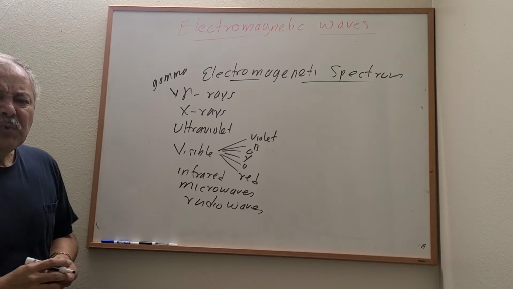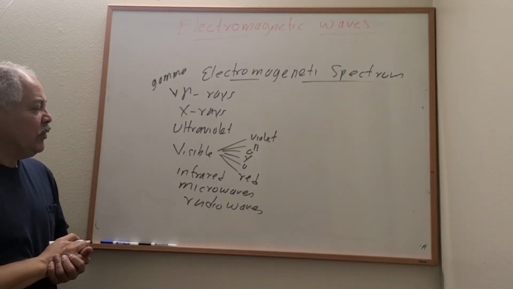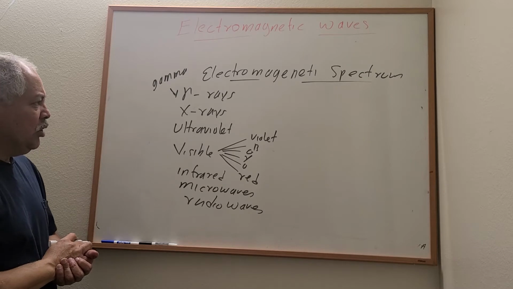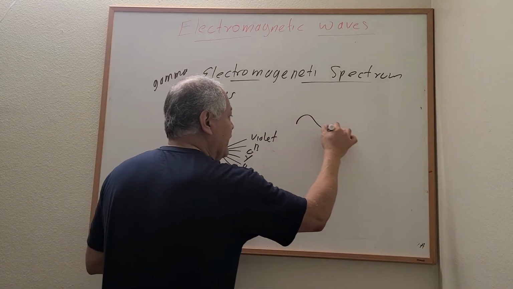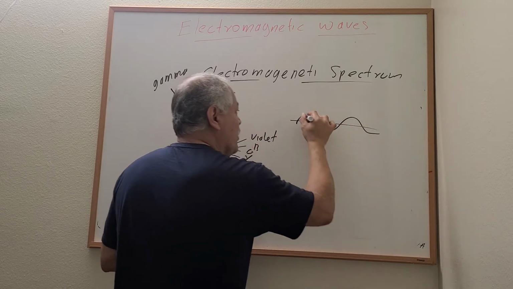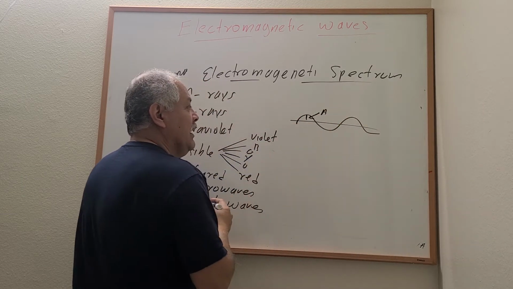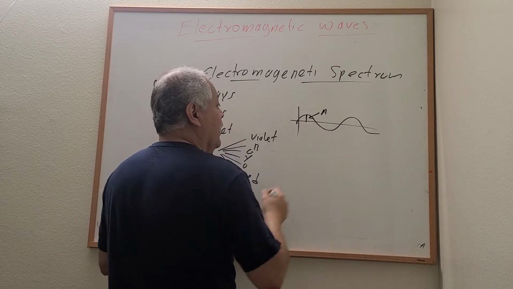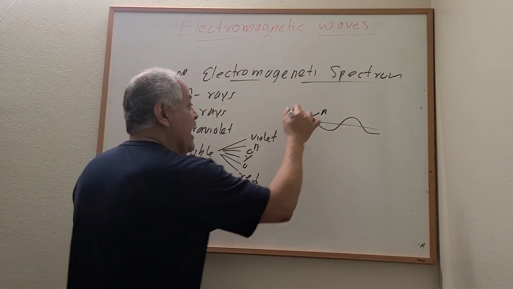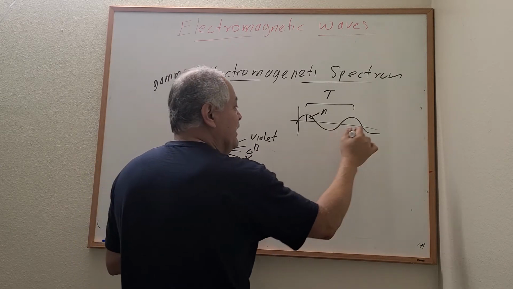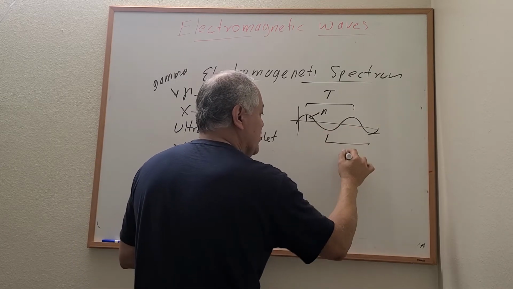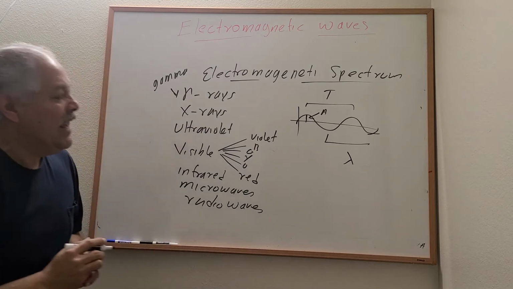Also, because we're dealing with waves, let me make a quick introduction. We have a wave, like this. Remember, we have the amplitude, and the time from here to here is called the period. And the distance from here to here is called lambda. Lambda, okay.